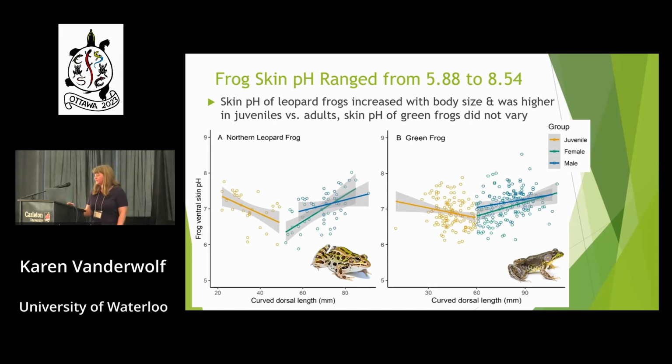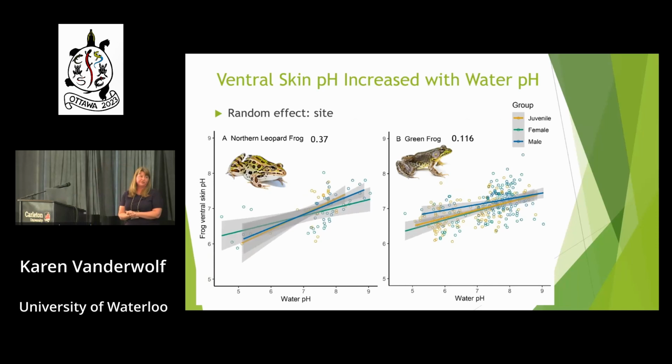So I guess you're probably not surprised that the skin pH really is correlated with water pH. For every unit increase in water pH, which is along the x-axis there, the northern leopard frogs' skin pH increases by 0.37, while the green frogs increase by 0.116. So definitely a species difference there. The northern leopard frogs are certainly being influenced by water pH a little bit more than the green frogs.